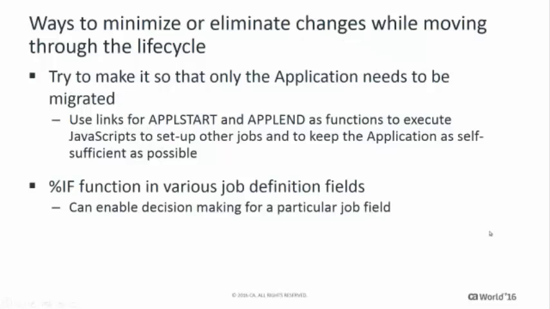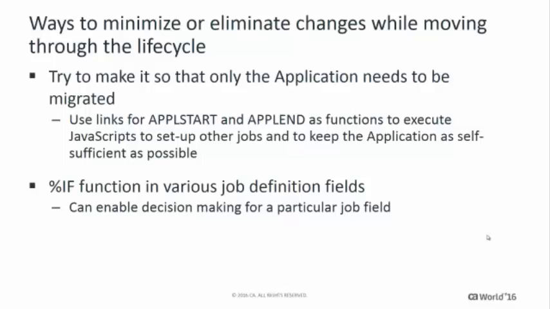So what are some ways to minimize or eliminate changes while moving through the life cycle? Try to make it so that everything is a standalone application and it has little or no reliance upon extra artifacts like JavaScript. So you could use a link as an Apple start or Apple end as functions in your application to execute JavaScript, to set up other jobs, in order to keep the application as self-sufficient as possible.